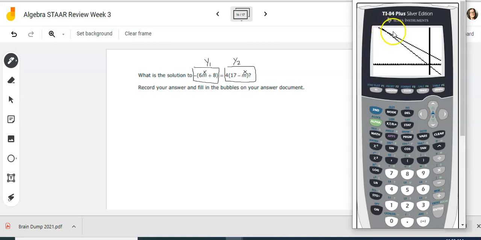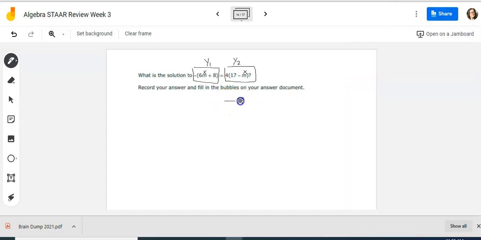Next, I want to know where they are intersecting. So the way to do that is to do second, trace. See the word intersection? So we can either arrow down or just hit the number 5. And then you hit enter 3 times. Enter, enter, enter. You want to see the word intersection. So my answer is -38, and I would have to bubble that. So I would bubble a negative symbol, a 3, and an 8.